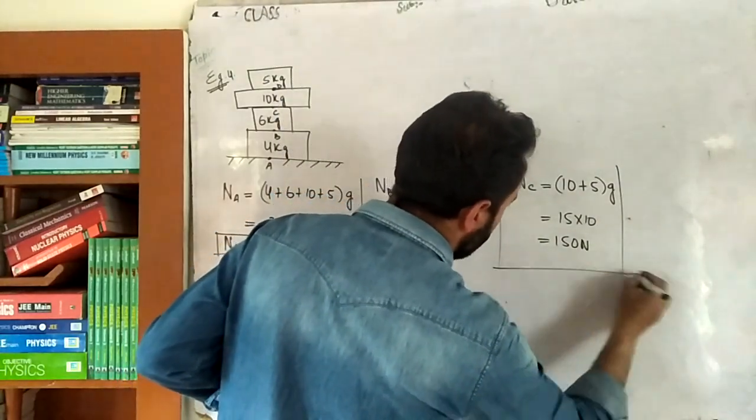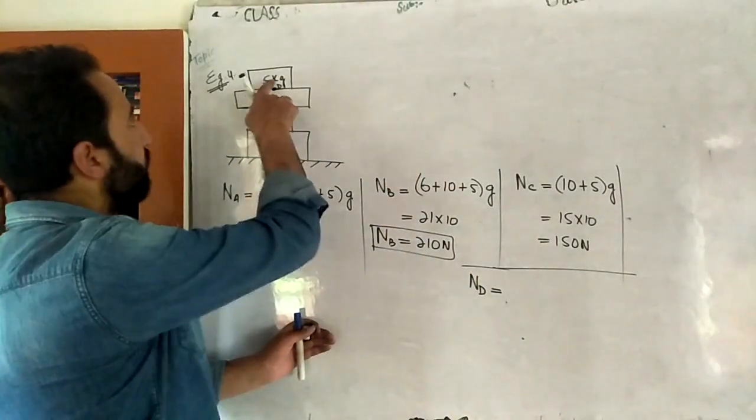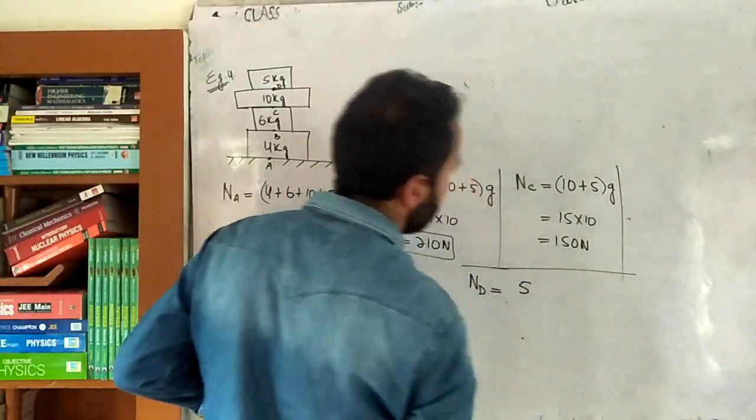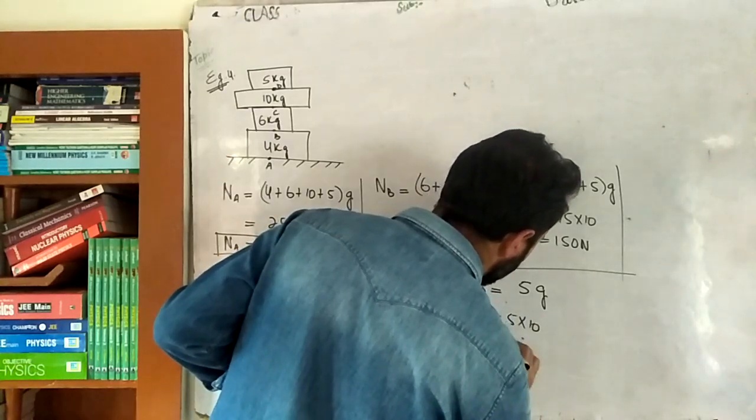So here I will write down that the normal reaction at the point D will again be because of the masses that lie above. There's only one mass, that is 5 multiplied by g. So that's 5 multiplied by 10, that's equal to 50 Newton.